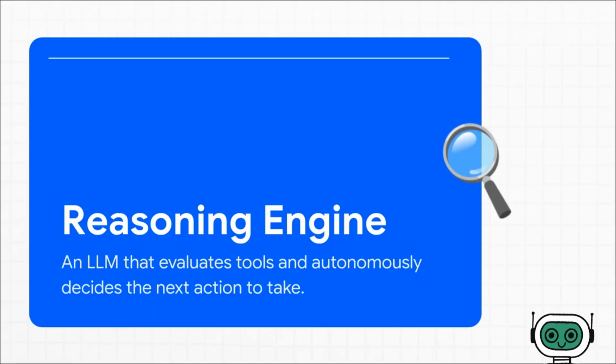To make that happen, we need a massive shift in how we actually use the foundation model. It's no longer just a passive text generator, sitting there guessing the next word. Instead, it becomes a reasoning engine. Basically, we give the model a prompt, plus a whole menu of available tools. Then, the model evaluates the problem and autonomously decides its very next move. It actually thinks rather than just speaks.